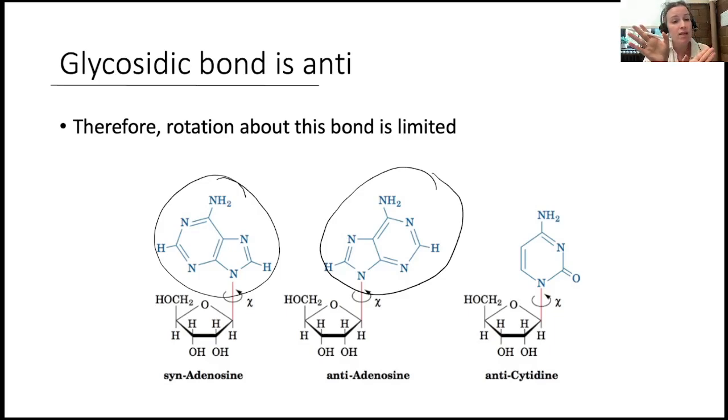We always have this anti-orientation to minimize steric hindrance. There's going to be some steric hindrance if we're not in the anti-conformation. So that contributes to structure in that the glycosidic bond is not really going to rotate much, especially in the polymer version.